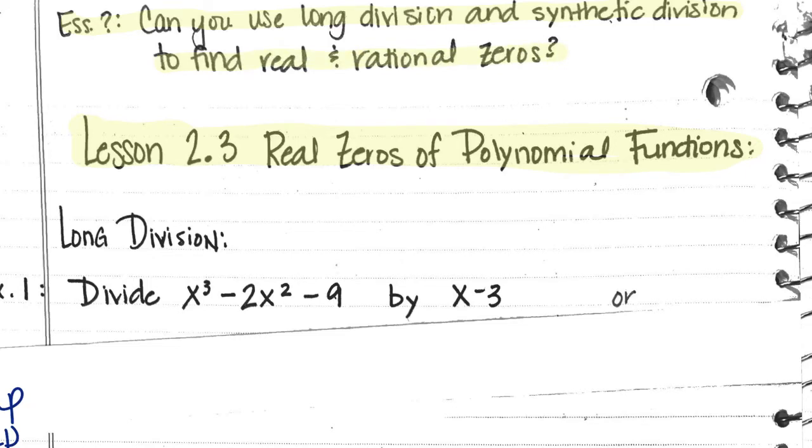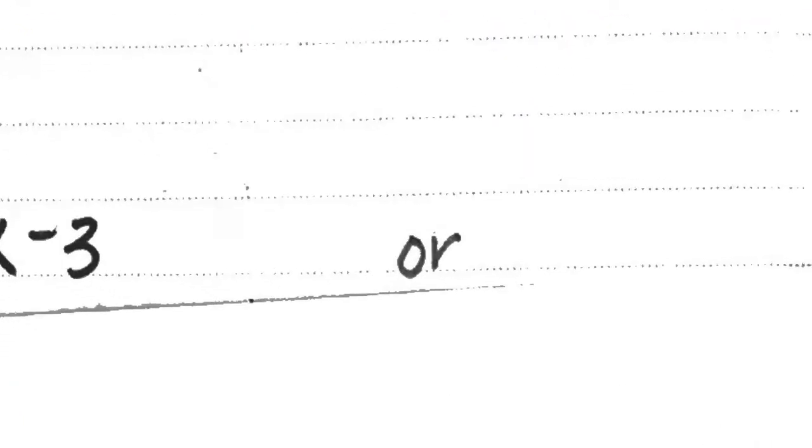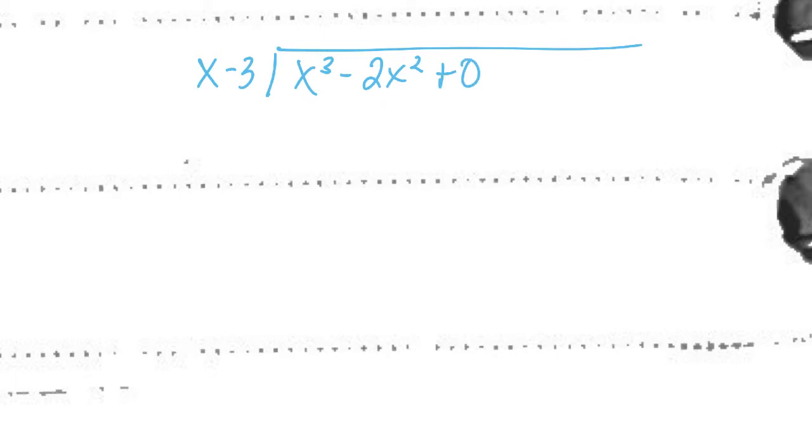One of my favorite lessons is setting up long division. So in example 1 here, it says divide x cubed minus 2x squared minus 9 by x minus 3. So we are going to set this up. I'm going to set it up right here as x minus 3, and we are dividing into that x cubed. But this x cubed minus 2x squared does not have an x term. So remember, we have to mark that x term with a 0. So we want to make sure we're always marking that x term.